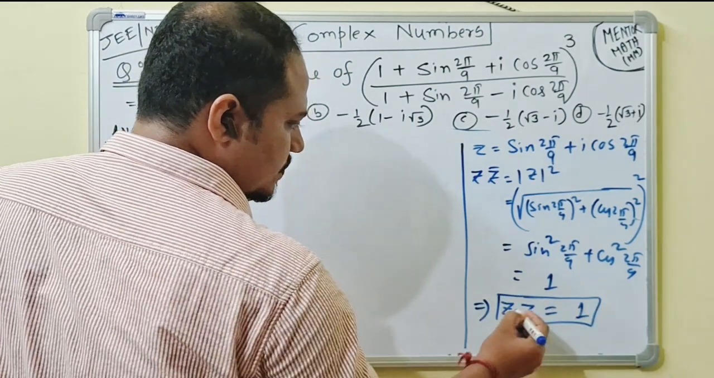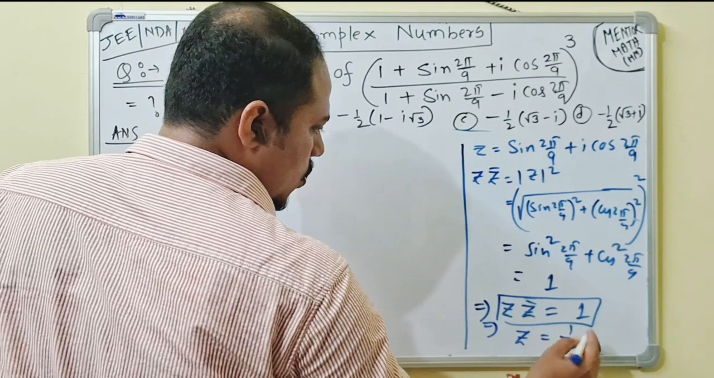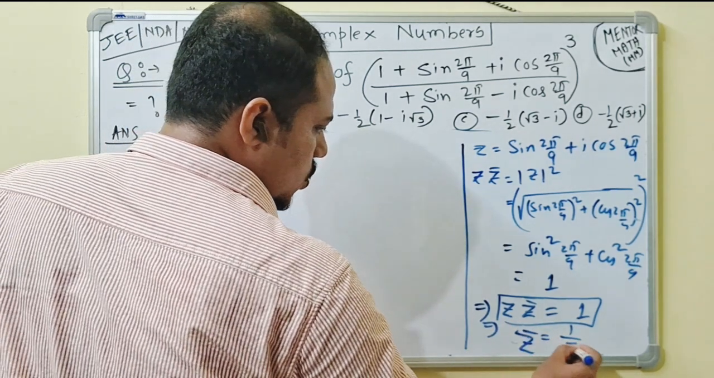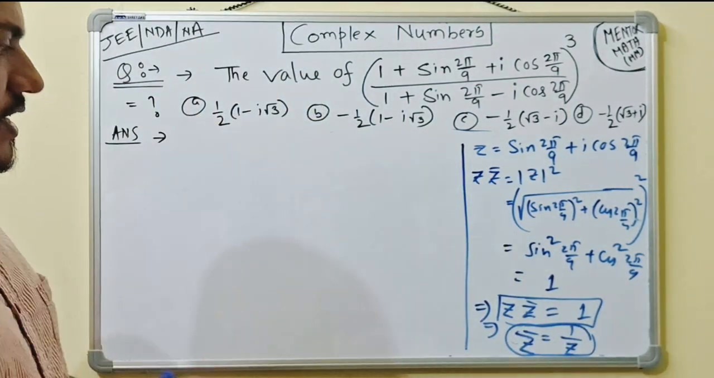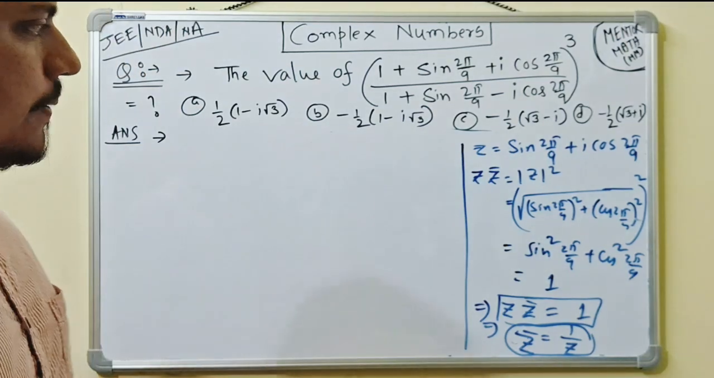So from that expression you find out that z is equal to 1 by z bar, or you can write z bar is equal to 1 by z. So you got the expression that z bar, the conjugate of z, is equal to 1 by z.